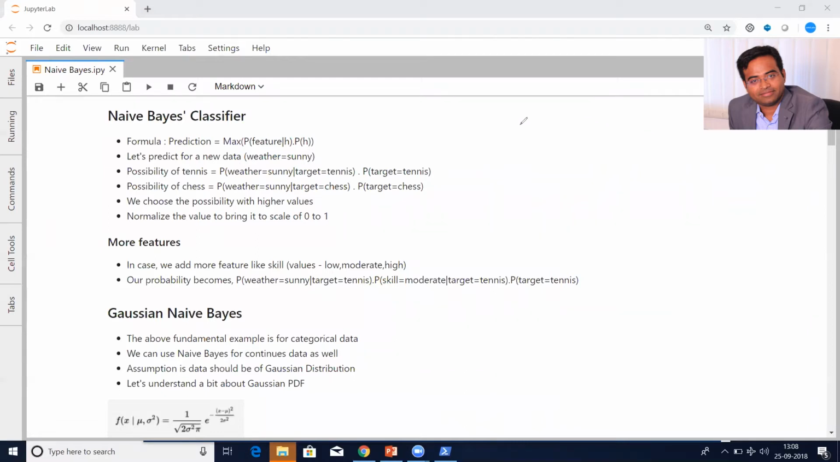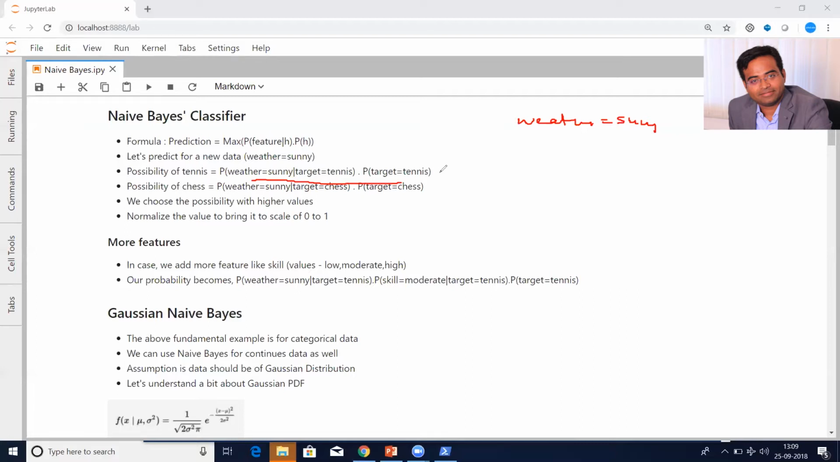So let's get into this case where weather is equal to sunny. This is our data set. Let's first calculate for tennis. What is the probability of it being sunny and the person playing tennis? The possibility of it is this as per naive Bayes. This is the particular conditional probability and this is the total class probability. This is the possibility of tennis. Then this is the possibility of chess.